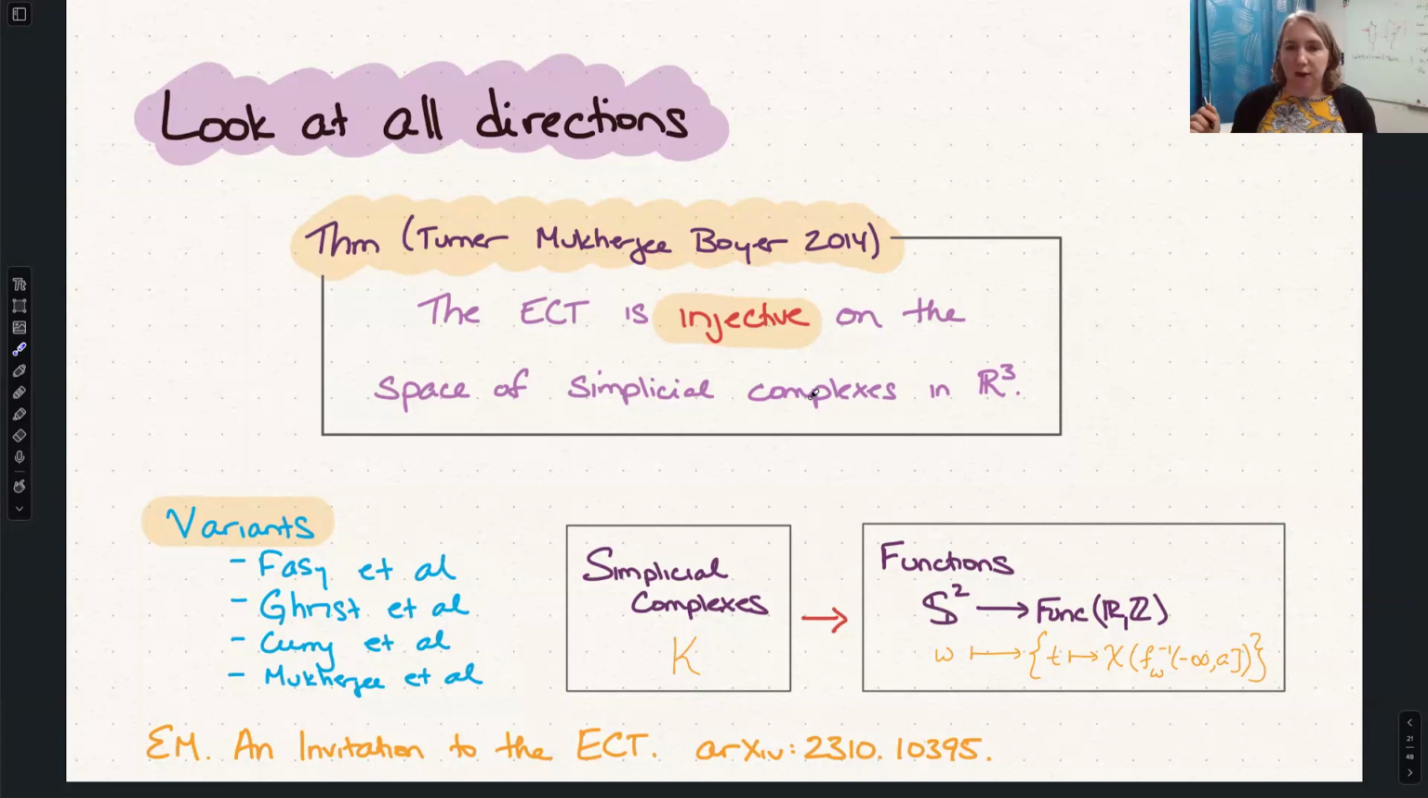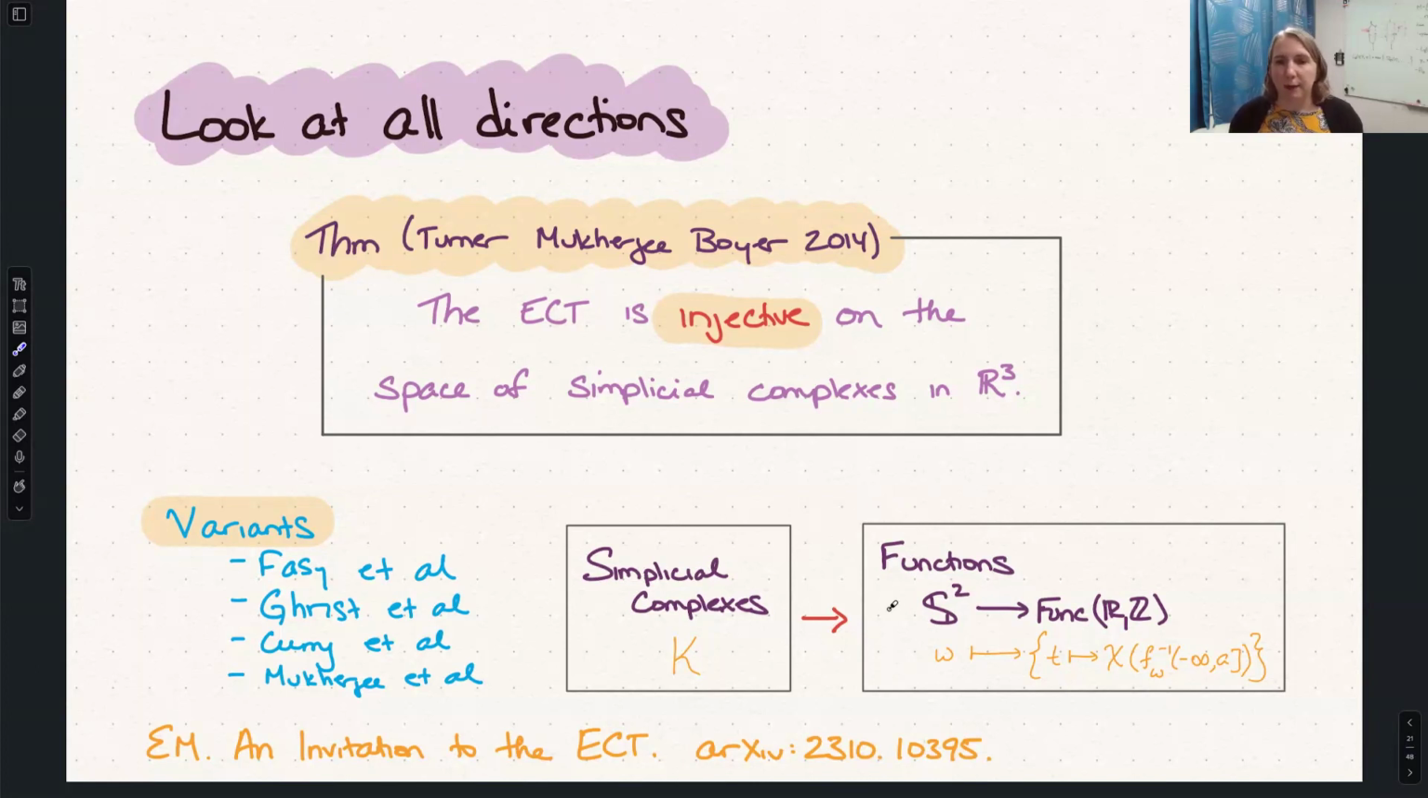The ECT, I can think of this as taking in some sort of embedded data. So let's say my embedded data is embedded simplicial complexes. If I have embedded simplicial complexes in R3, the ECT spits out one of these giant weird beastly function things, a map from S2 in this case into functions from R to Z. And the idea is this beast is injective.